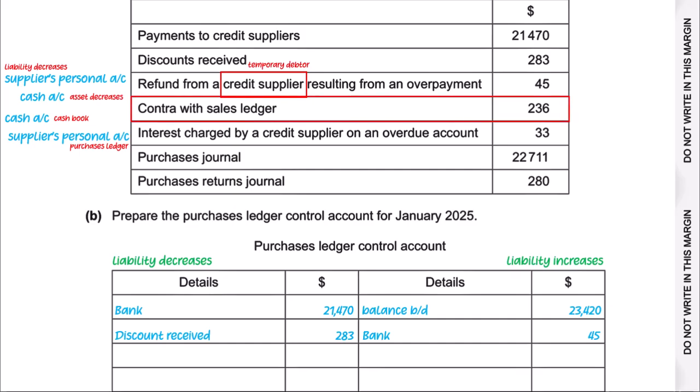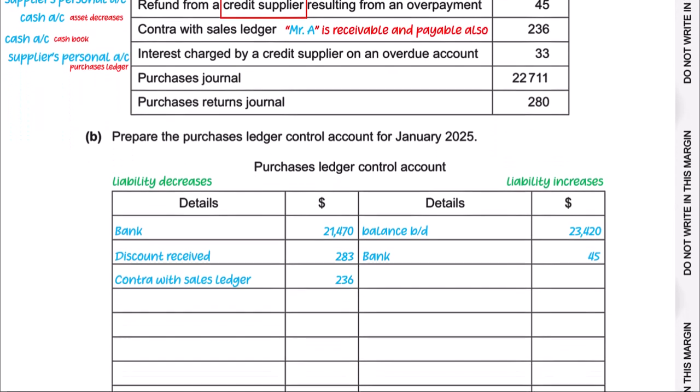Contra with the sales ledger represents a situation where the business customer is also at the same time its supplier, meaning the business has to receive money from Mr. A and also has to pay money to Mr. A. Contra with sales ledger means the business liability has decreased, which is why we write it on the debit side. So let's write contra with sales ledger and write down its amount.